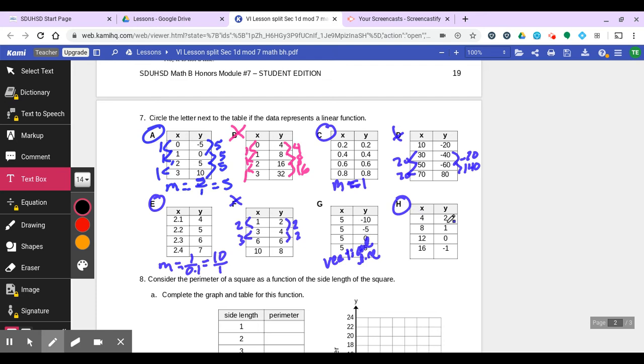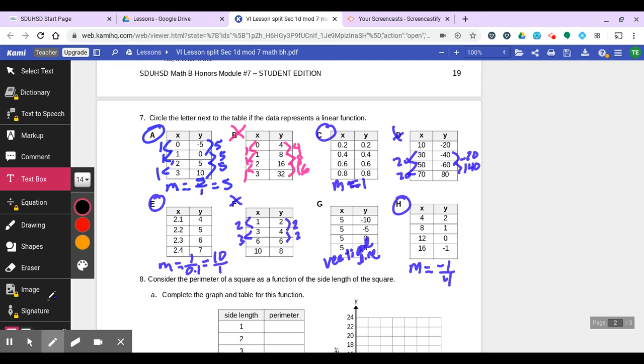And then H works. This is going down by 1, down by 1, down by 1. This is going up by 4, up by 4, up by 4. So I would see that the slope on this one would be -1 over 4. So that is a linear function.